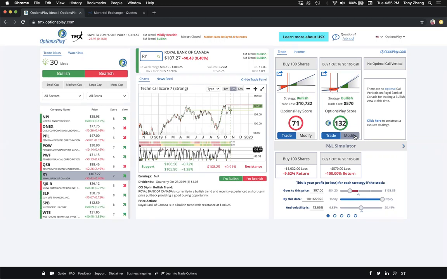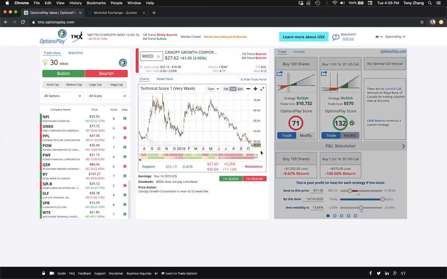But Options Play not only allows you to find your starting points, but more importantly, analyze those trades so that you know what your potential risks and rewards are before you get into a trade. Lastly, I'll do one more example. Maybe let's look at some marijuana stocks.